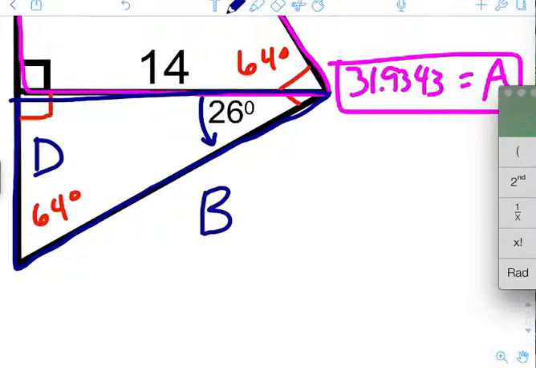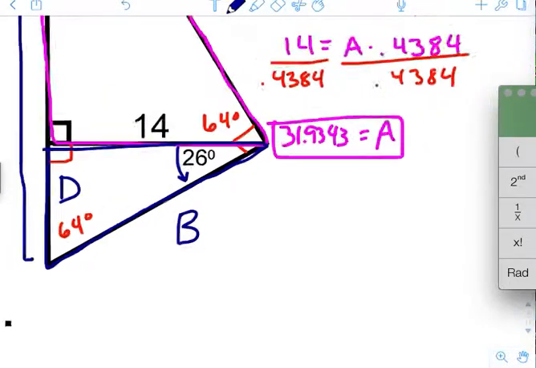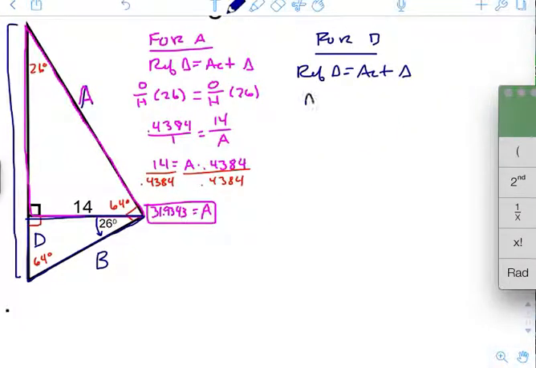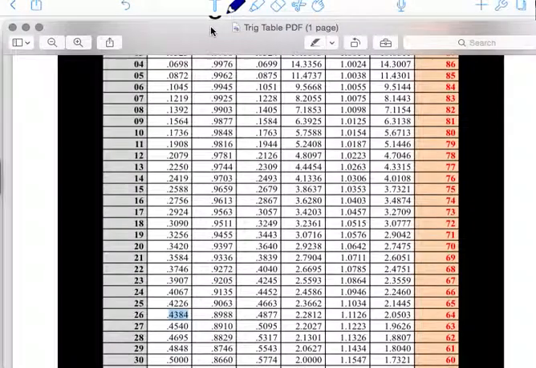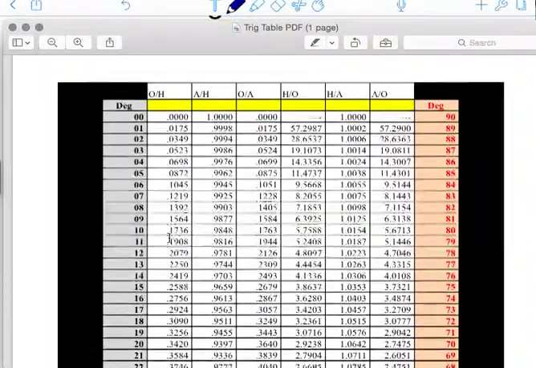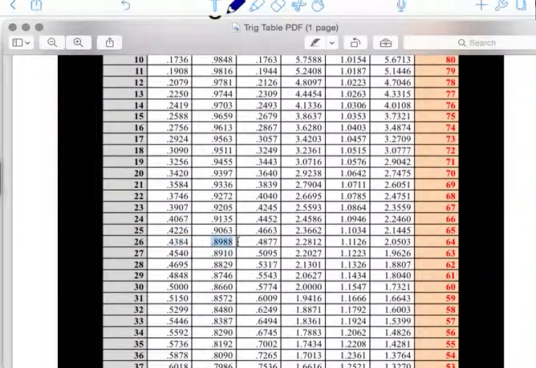So 14 looks like it's going to be the adjacent. B will be the hypotenuse. So I'm dealing with adjacent over hypotenuse for 26. And that should be the same for both triangles because if they're similar, the ratio should match. The actual triangle adjacent is 14. Hypotenuse is B. Let's go to our reference here. A over H for 26. A over H is actually the second column, so I need this number here, 0.8988.